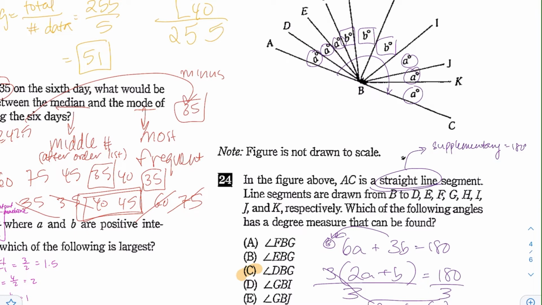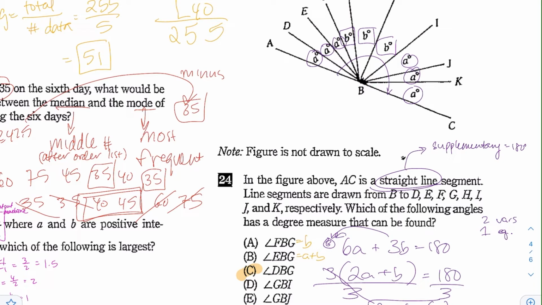So that's all that you know here. You only have one equation for 2 variables, so you can't solve for both of them. But you do know that 2A plus B is equal to 60. So what you want to find is which angle has 2 A's and a B in it. So for choice A, it says FBG. That is this point here. That's just B. You can't figure that out. For EBG, choice B, that's A plus B, which again you can't tell.